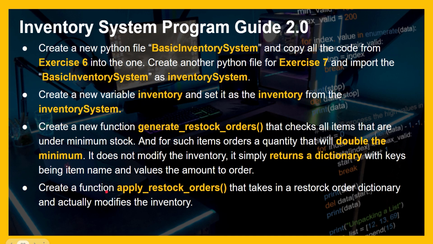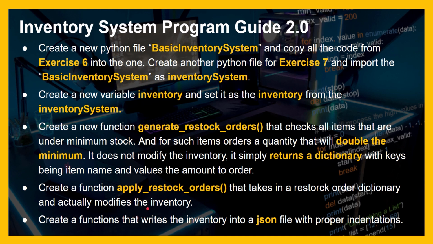Then you'll need to create a function apply restock orders that takes in a restock order dictionary that is generated right here and actually modifies that inventory. And then finally, you'll need to create a function that writes the inventory into a JSON file with the proper indentation. If you don't know how any of these works, if you don't know how files work or functions work, and you don't know how to read and write to JSON files, then I'm going to link all the videos somewhere at the top. You can go watch them. So go ahead, pause the video, and try to go through the program guide.